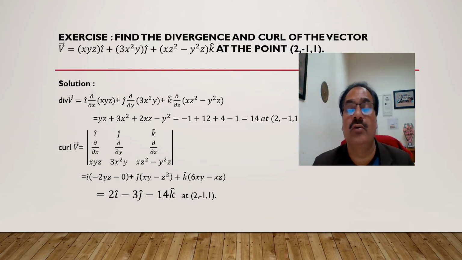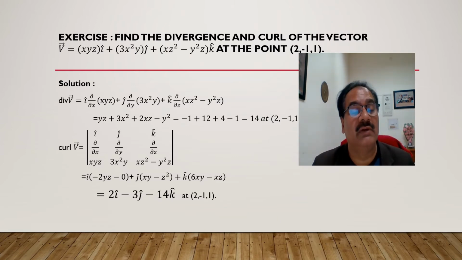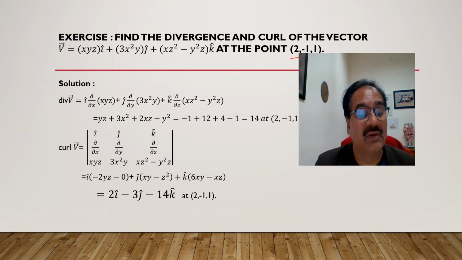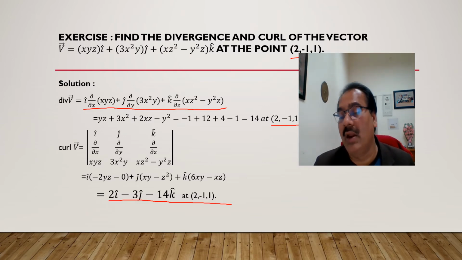Now look at one problem. Find the divergence and curl of the vector v equal to xyz i plus 3x squared y j plus (xz squared minus y squared z) k at the point (2, -1, 1). First of all, you find the divergence of v. On simplification you will get -1 plus 12 plus 4 minus 1, which is 14 at (2, -1, 1). Then curl v is found in this way, and you will get 2i minus 3j minus 14k at (2, -1, 1).